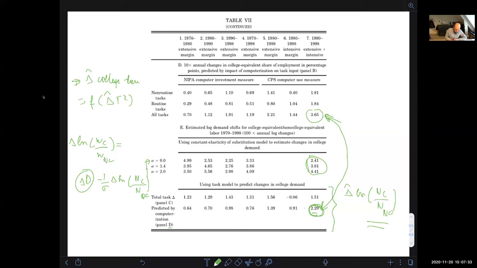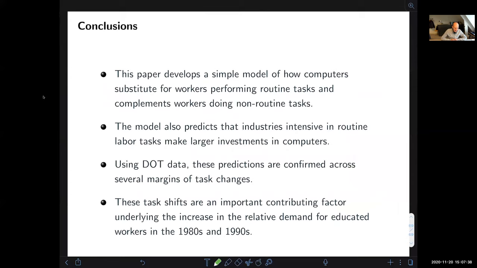Okay, so to wrap up, this paper develops a simple model of how computers substitute for workers performing routine tasks and complement workers doing non-routine tasks. We have taken that model to the data and in different ways have found support for the model. And importantly, it seems that this task-based framework, and changes in task content due to computerization, can explain an important part of the observed shifts in relative skill demands that we see in the canonical model.